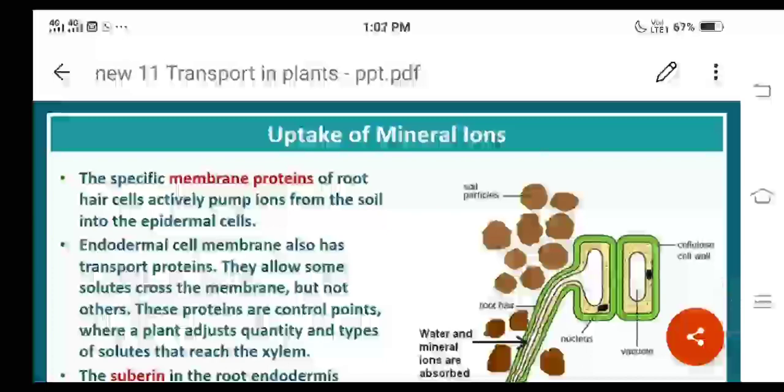Another important point is the endodermis. In the anatomy of the root we have studied about the endodermis. The endodermal cell membrane also has transport proteins. We have studied the endodermal cells, and in the endodermal cells also the cell membrane will be there. That cell membrane also shows the presence of transport proteins.